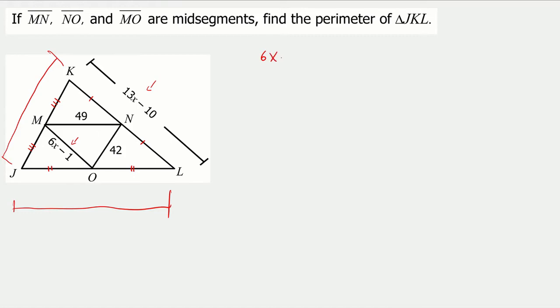So I do that by setting up my equation: 6x minus 1 equals half of 13x minus 10. Now, I don't want to deal with the fraction of half of 13, so instead, I'm going to multiply by 2 on the other side to get rid of my 1/2, and I'm going to solve it that way. So when I distribute, that's 12x minus 2 equals 13x minus 10. I'm going to go ahead and move x to the other side, so subtract 12x and then add 10 at the same time. And that gives me x to be 8.